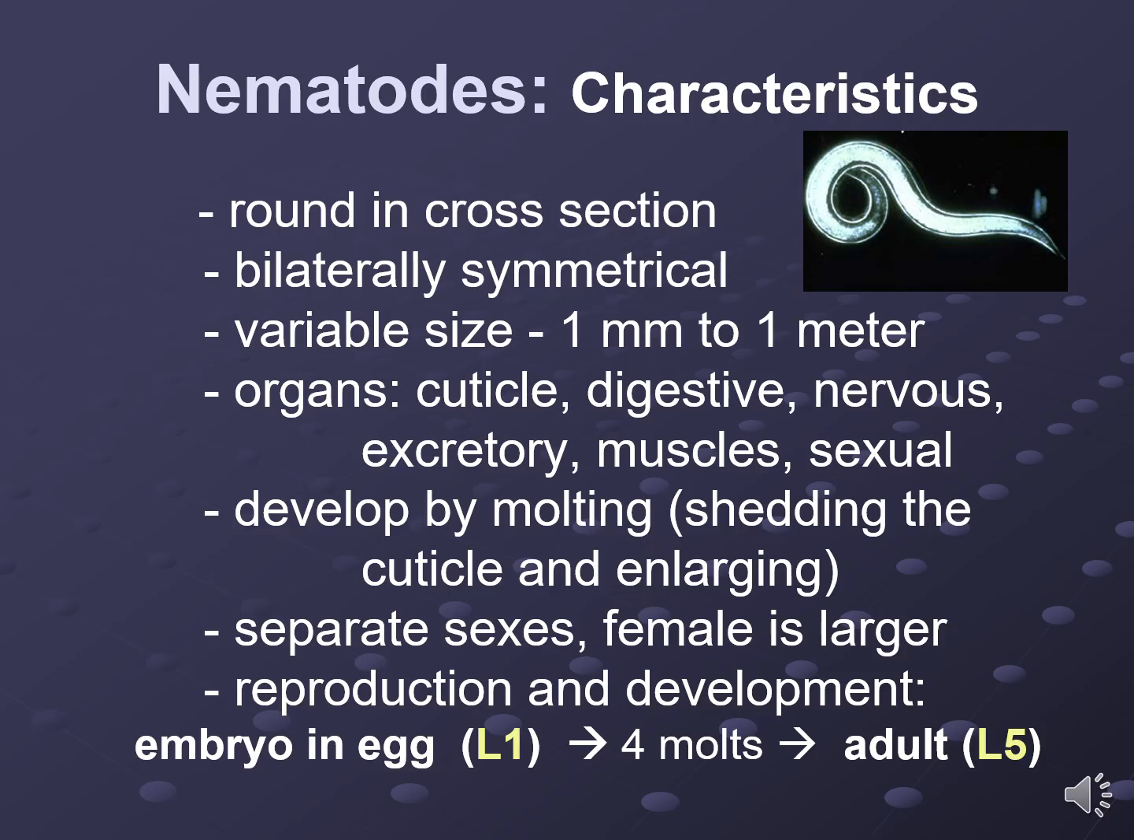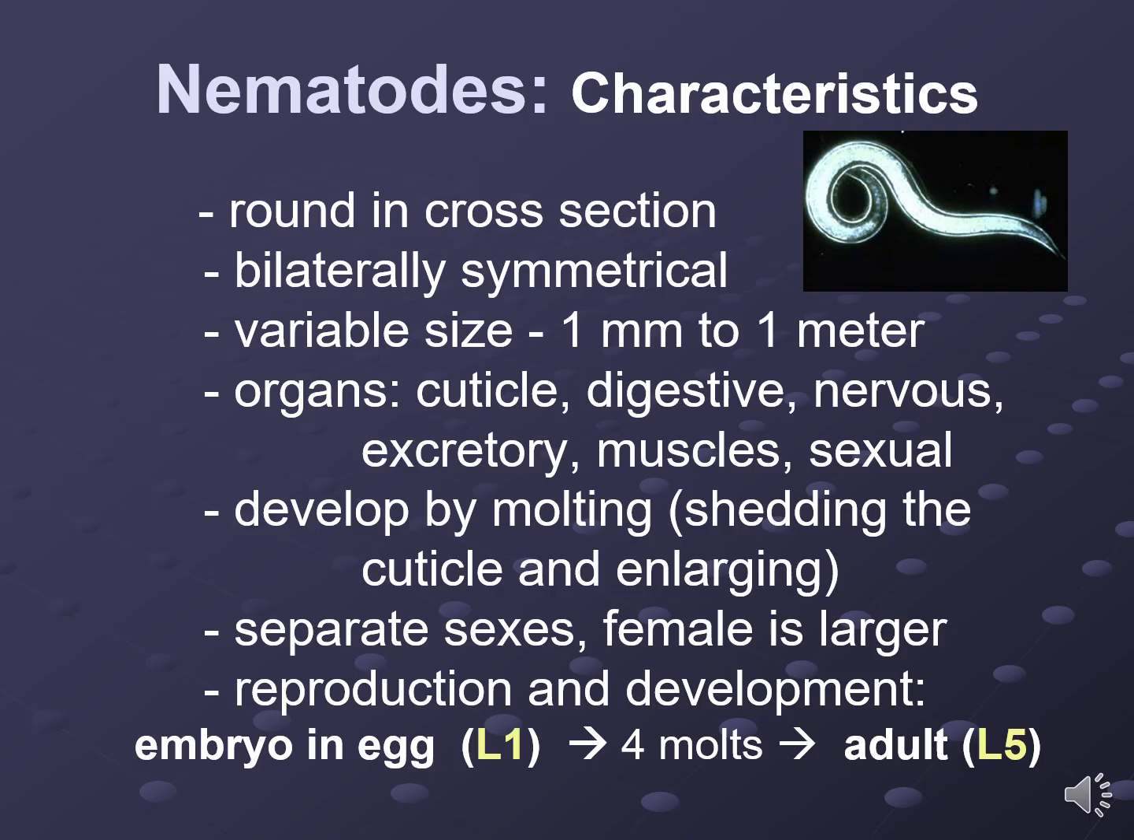Those roundworms are round in cross-section, bilaterally symmetrical, variable in size from 1 millimeter, very small, to 1 meter. Organs are made up of a cuticle on the outside like a skin, a durable skin on the outside, a digestive system, a nervous system, an excretory system. They have got muscles that allow them to move well, and the sexual organs.